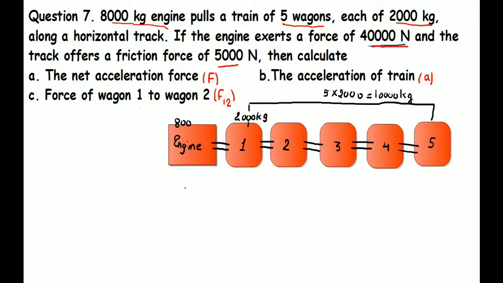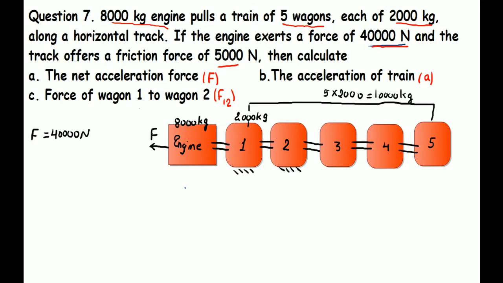Now, to find the acceleration, the weight of the engine is separate, 8000 kg. Why, student? Because the engine will apply force. The object that applies force, its mass will not be counted. When the engine applies force in the forward direction, all wagons will move forward. That forward force is given as 40,000 Newton.